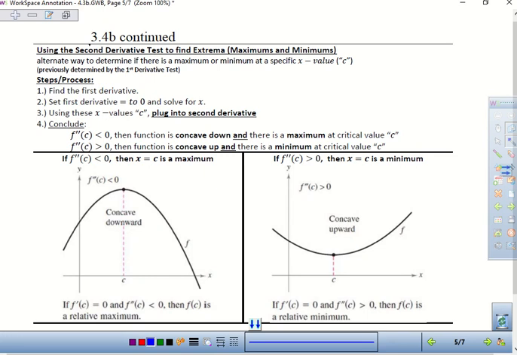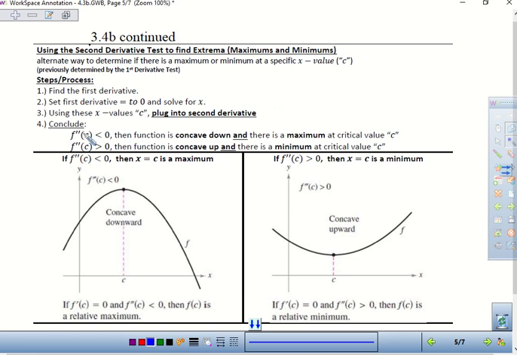Okay, so these are the steps on how you can use the second derivative to find extrema, max, and mins. This is an alternative to 3.4a. You find the first derivative, set it equal to 0, and solve for x. Then you plug these values into the second derivative. What's cool about this test is it tells you about concavity and max and mins all in one test.